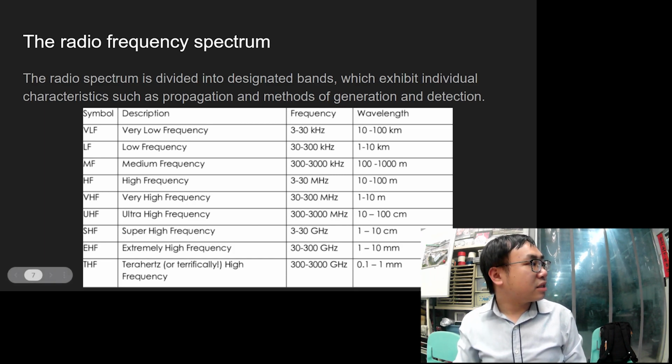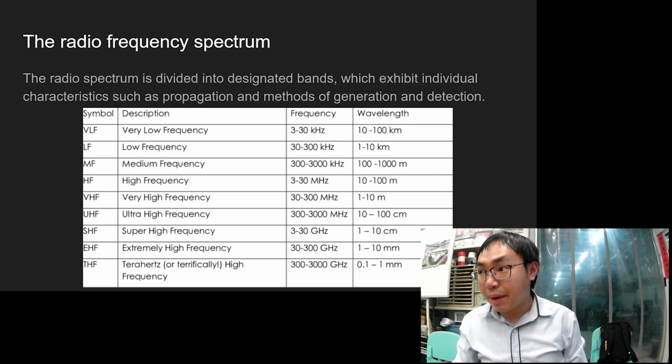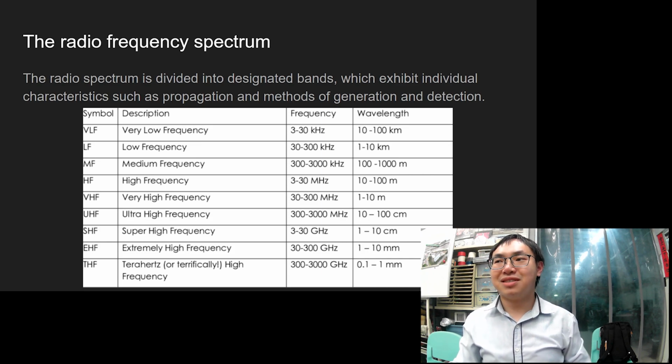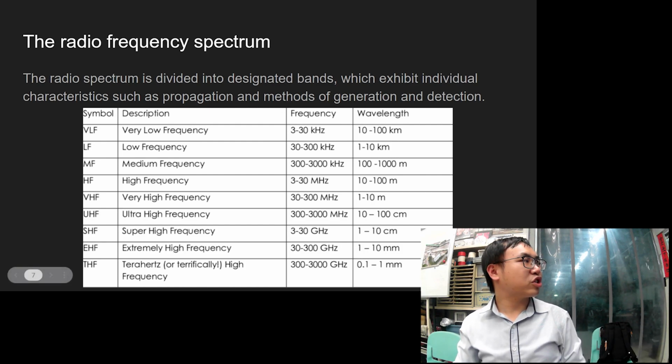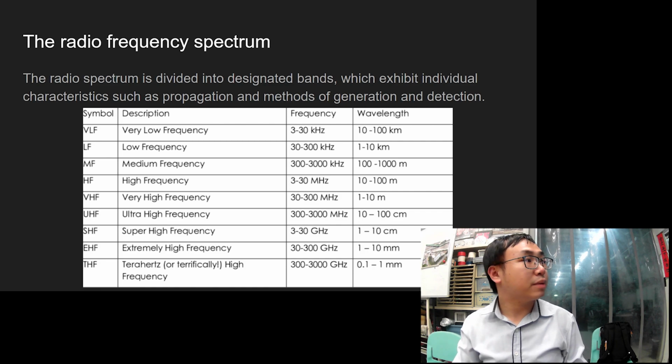SHF, EHF, and THF. I'll introduce these because they appear in your exam, not because they are commonly used. For commonly used, it's VHF, UHF, HF, and MF. VLF and SHF are not that common anymore. Of course, you may argue, super high frequency, my Wi-Fi lies here. You can argue that, but it's not that common in ham.